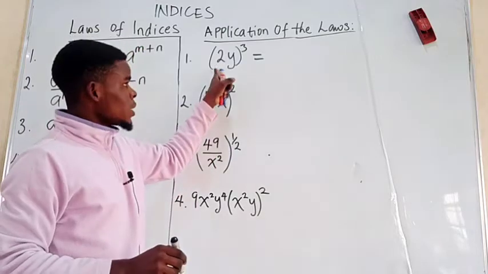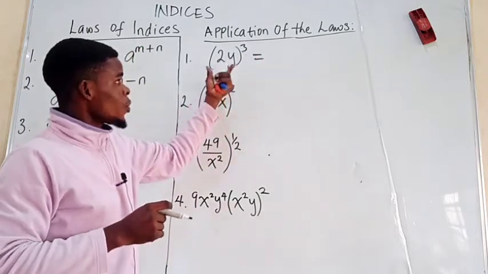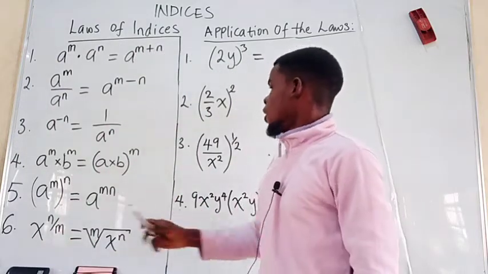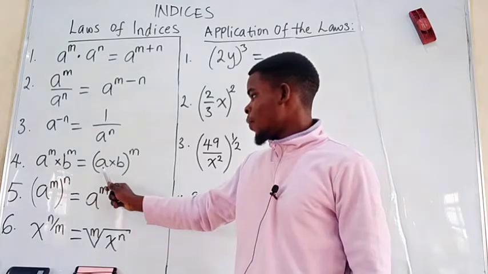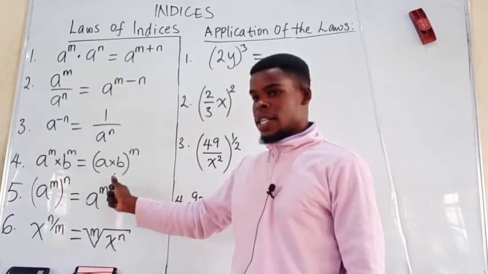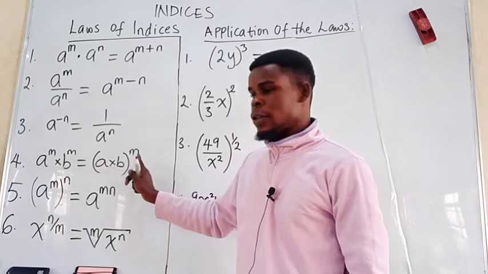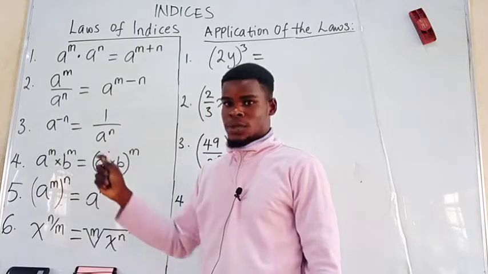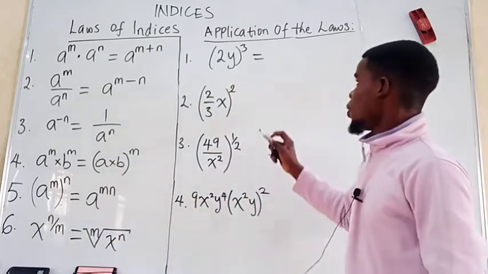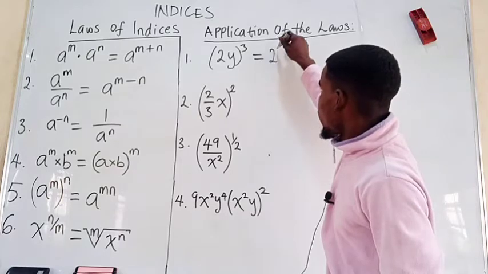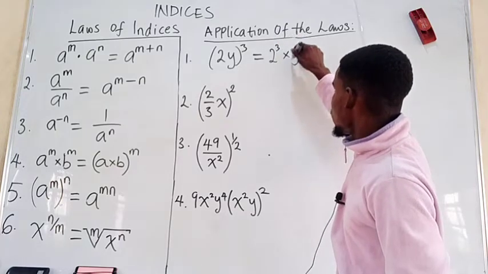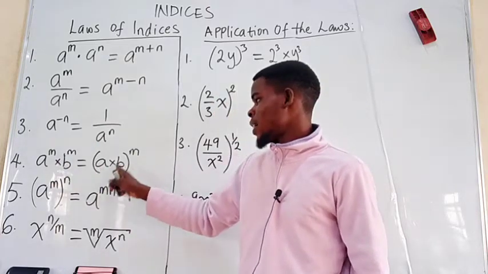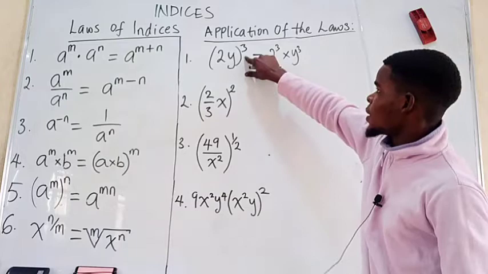Well, we are having 2 times y raised to the power of 3. So the product raised to the 3rd power. Now, when we were discussing number 4, that when we have 2 numbers being multiplied together and being raised to a single power like this, it is the same as having each of these to the same power. So that means here I can rewrite this to be 2 to the power 3 times y to the power 3. That is just a to the power m times b to the power m, that is a times b all raised to the power m.